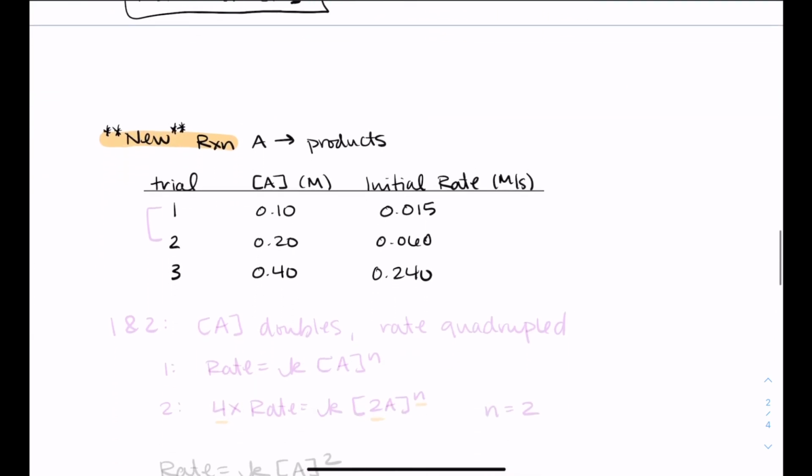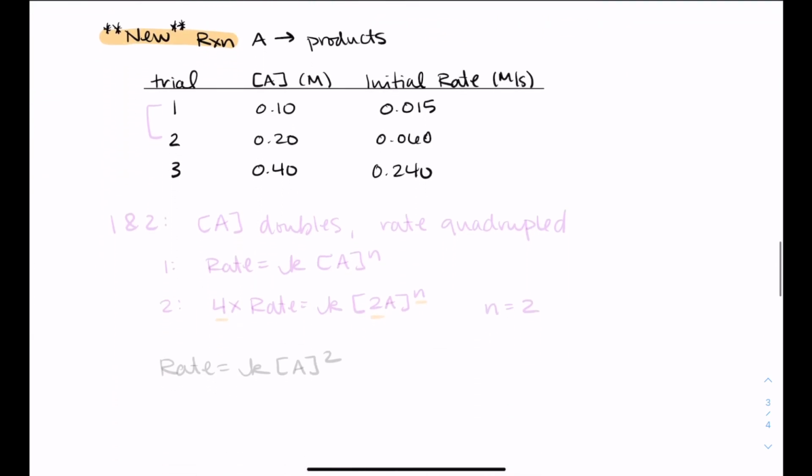All right, another new reaction, new starting point. Let's look at this data. Trial 1, A is 0.1 molar. Trial 2, A is 0.2. Trial 3, A is 0.4. My initial rates: for trial 1, it's 0.015. For trial 2, it's 0.060. And for trial 3, it's 0.240.